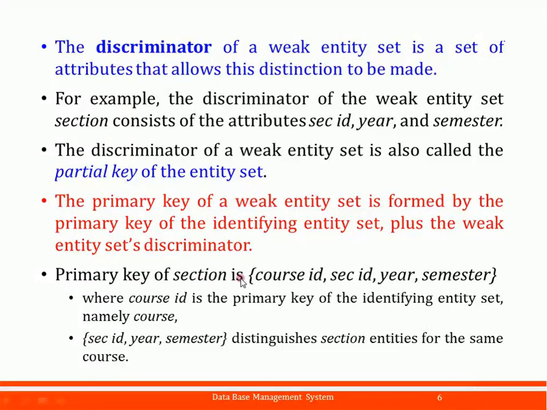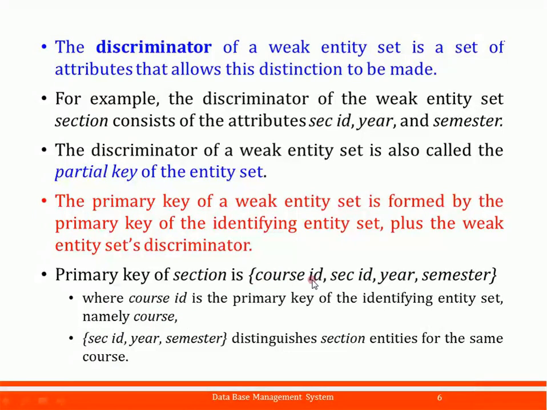The primary key of section is now formed as course ID, section ID, year and semester. You could see that the section ID, year and semester are the discriminator set. So that is the set of attributes which helps to make this differentiation. So this belongs to the weak entity set, whereas the course ID is the primary key of the identifying entity set, or the owner entity set, namely the course.